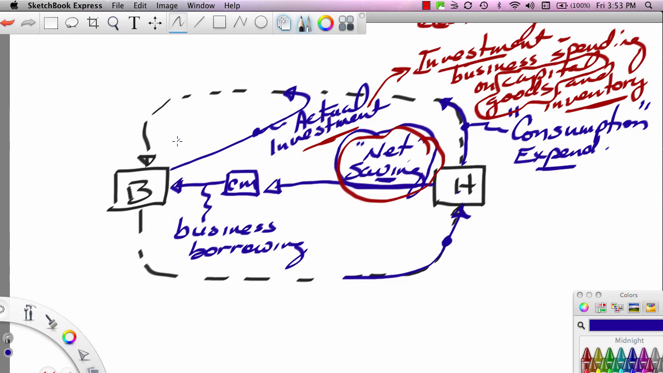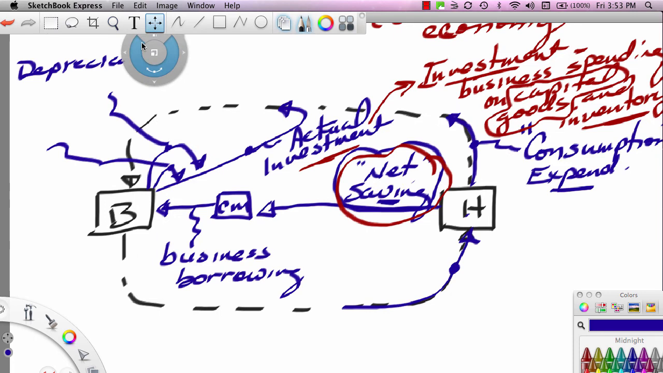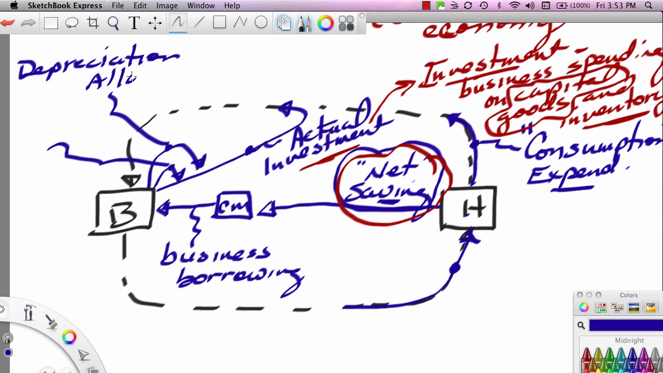Okay, back to blue. Businesses also save. There's two basic ways that businesses save. Now, I am painting, no pun intended, with a very broad brush here. But I want you to get this idea in your head that businesses save, and there's two basic channels. One is called depreciation allowances.